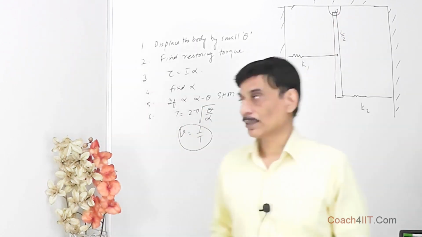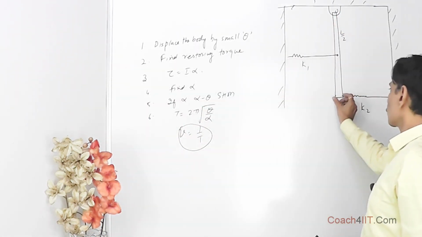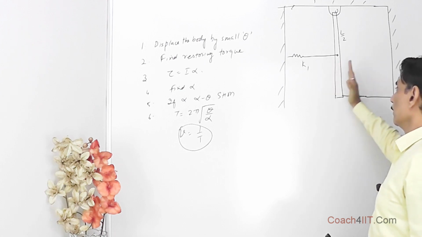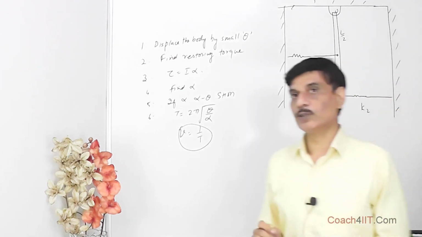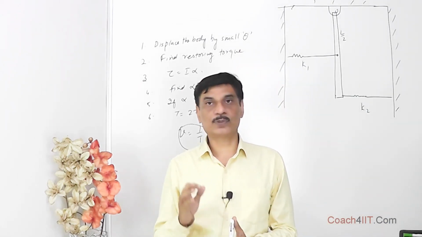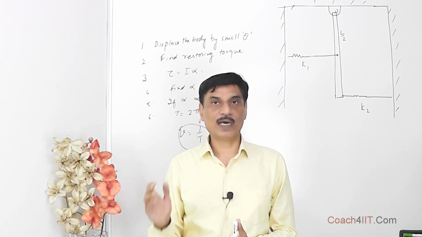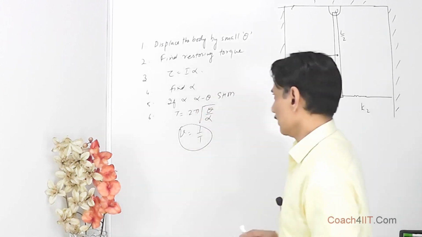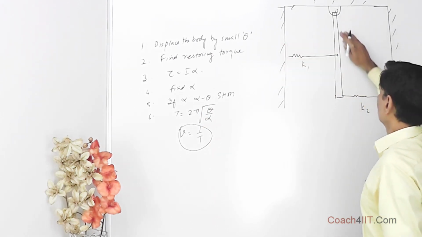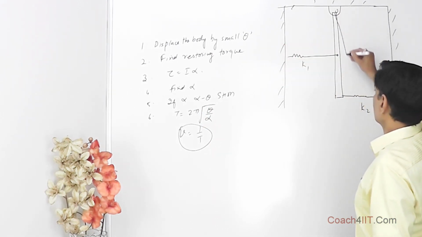The rod is vertically hanging. We have to find, if we displace it slightly by a small angle theta, what the time period for the small oscillations is going to be. Once again, we are using the term small oscillations. As we know, sine theta is equal to theta only for very small values of theta. So the first step, as usual, is to displace it by a small angle theta.